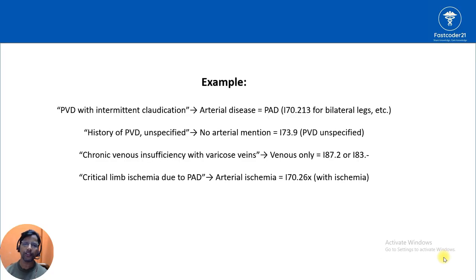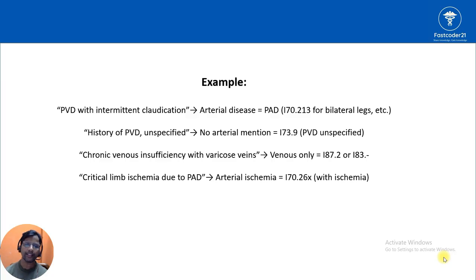So we'll see a few example scenarios here. For example, documentation is having PVD with intermittent claudication. As all of us know, most of the time you will see claudication in arteries only. So you need to code it as PAD, I70.213 for bilateral legs, based on the documentation whether it is unilateral or bilateral. Next, if the documentation contains history of PVD, unspecified, here documentation does not contain any artery, vein or lymphatics. So you need to code it as I73.9, PVD unspecified.